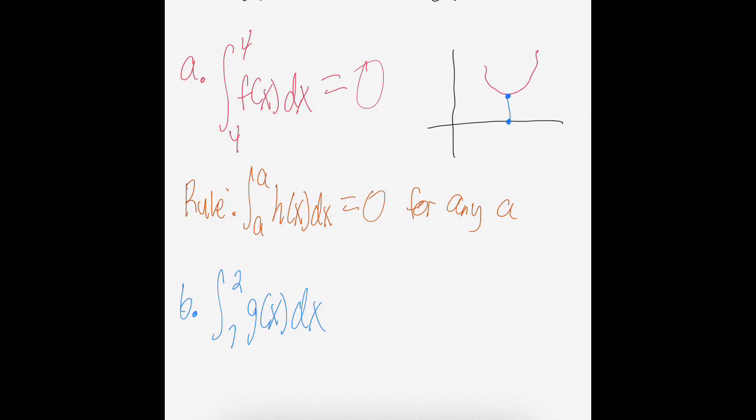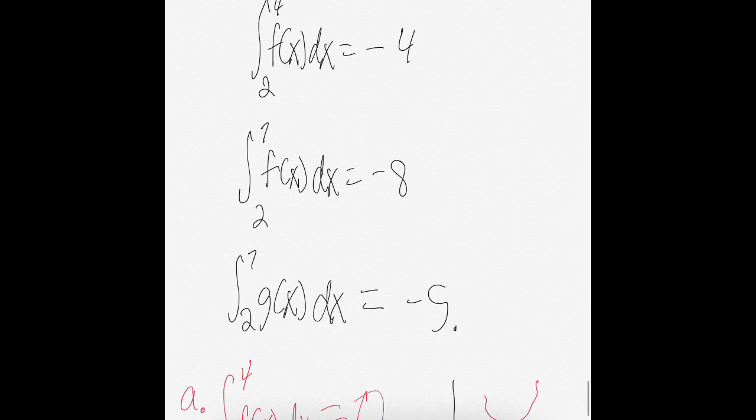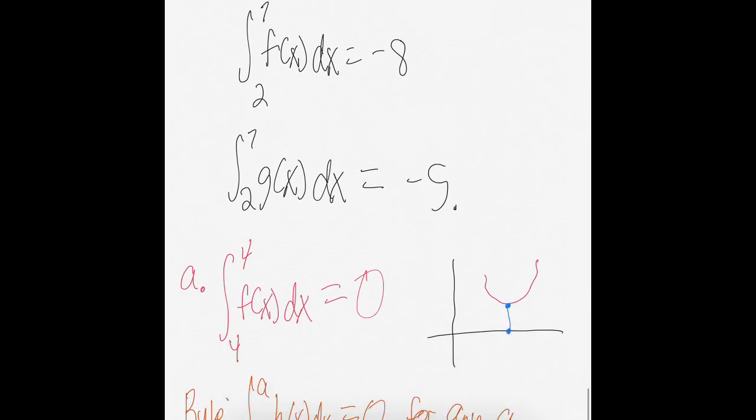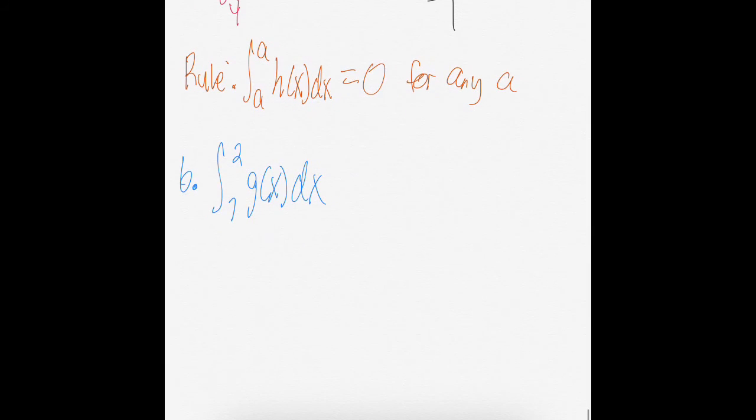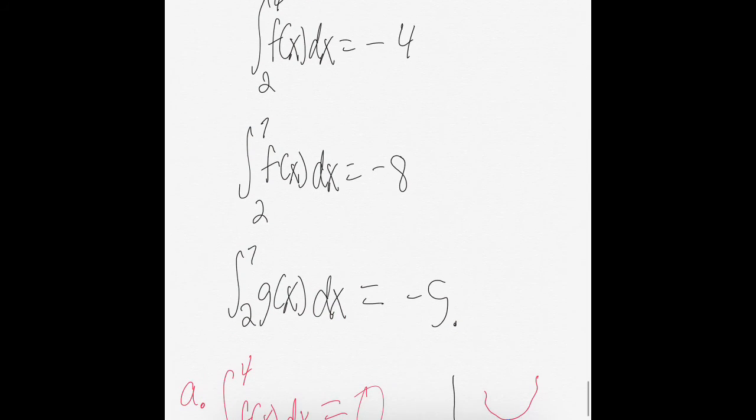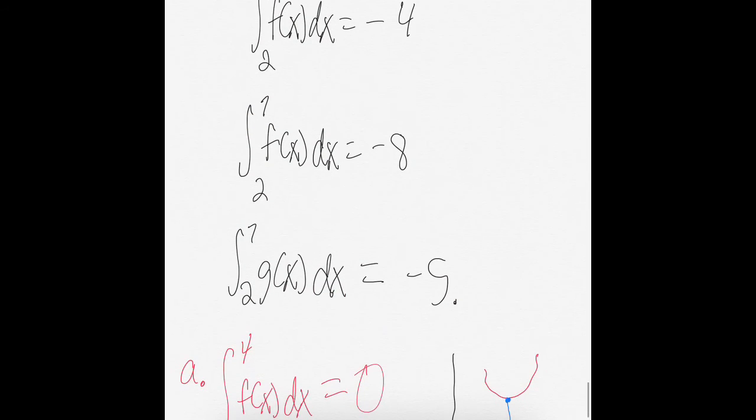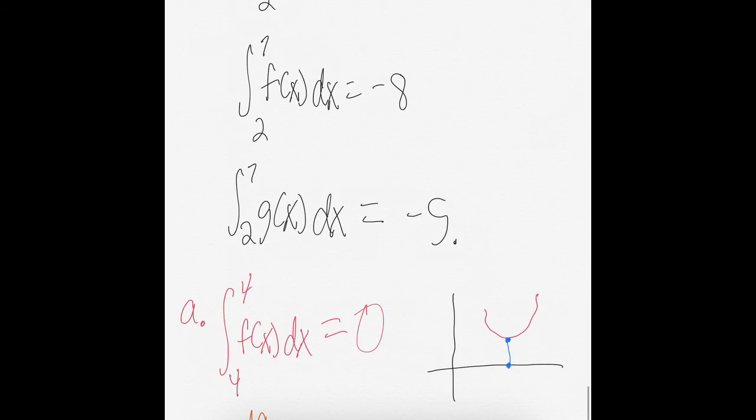Again, it could be any value. We're not picking on 4 here. That would certainly be the case for any particular value. Part B asks us for the integral from 7 to 2 of g of x dx. I should mention this first part, it doesn't even matter what f of x is. We didn't have to use any of these three pieces of information. That is always going to be true. Now these other parts, we're going to have to rely on that information.